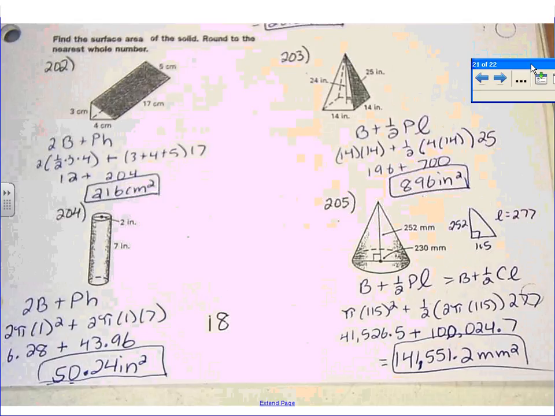Yes, I can. Okay, 203, the formula is base plus 1/2 PL. So area of the base, who's doing that with their calculator? 14 times 14 plus 1/2 times the perimeter, which is 4 times 14, times the slant height, which they gave us, which is 25. Okay? I don't know, does that help? Okay, second step is 196 plus 700.